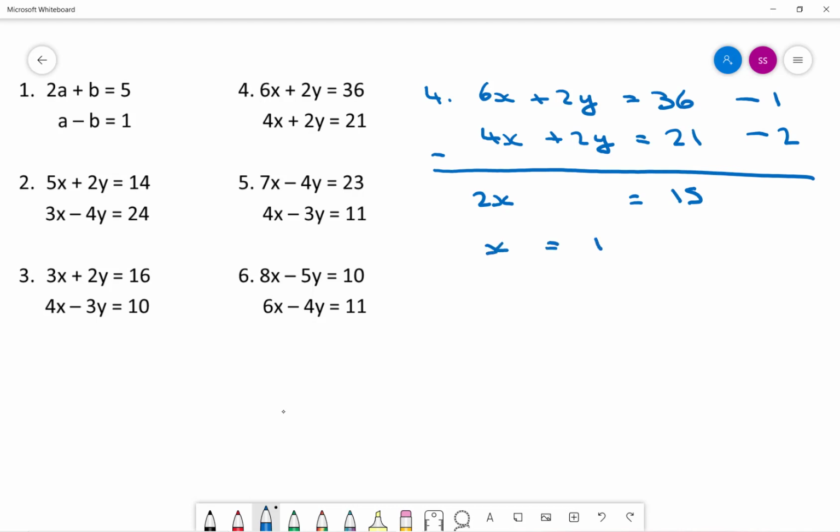So rearranging, x will equal 15 divided by 2, which if you want to express that as a decimal will be 7.5. So there's my answer for the x value. If we now substitute that x value into an equation, let's pick on the second equation this time. So 4 multiplied by 7.5, not 2.5.